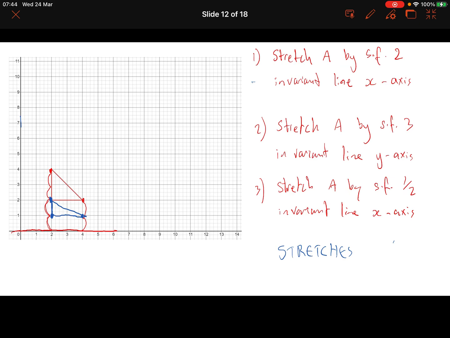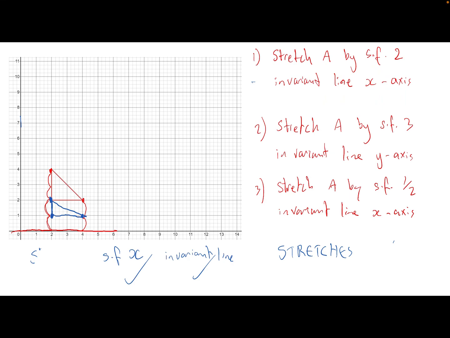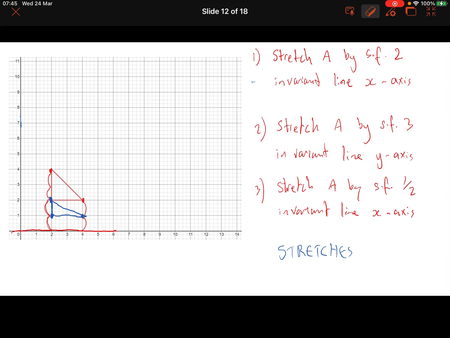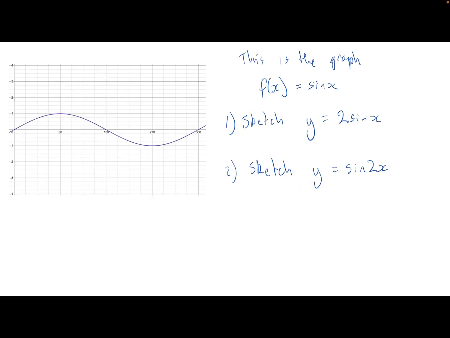So you need to be able to perform stretches, and you also need to be able to describe stretches. So if you see a stretch, then you need to say, 1, it's a stretch. 2, give me the scale factor. And 3, give me the invariant line, which is usually the x-axis or the y-axis, but it might not be, okay? Then you get 1, 2, 3 marks for describing your transformation, okay? Now, equally, we can apply these stretches to functions, just like we were doing before, okay?